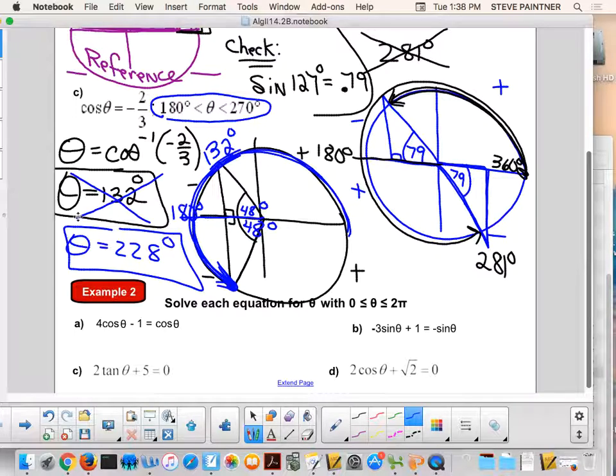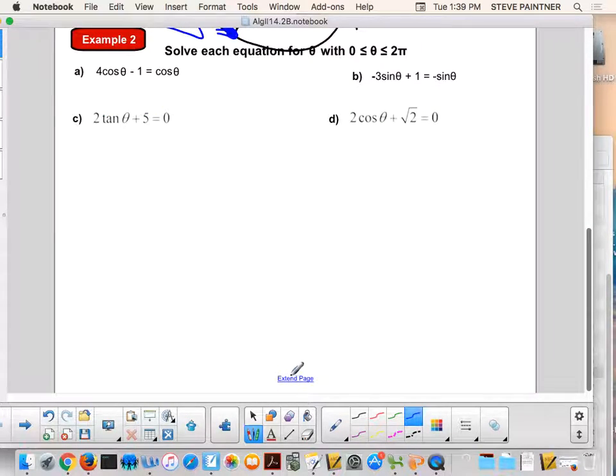Okay. Now, here's the deal. Those are the easy ones. They're already done for you. It says cosine of theta equals 2/3. Tangent of theta equals 1/5. They're done for you. The next section below, it's not done for you. Guess what you get to do down here? You get to solve each equation for what? Theta. You have to solve each equation for theta to get it to look like what's up above.